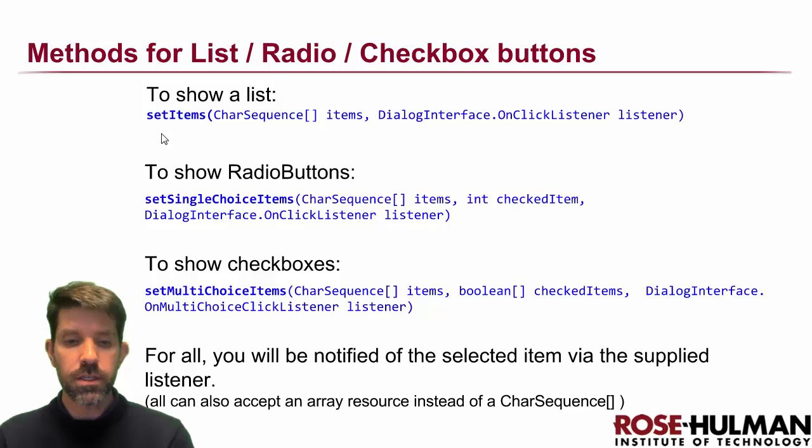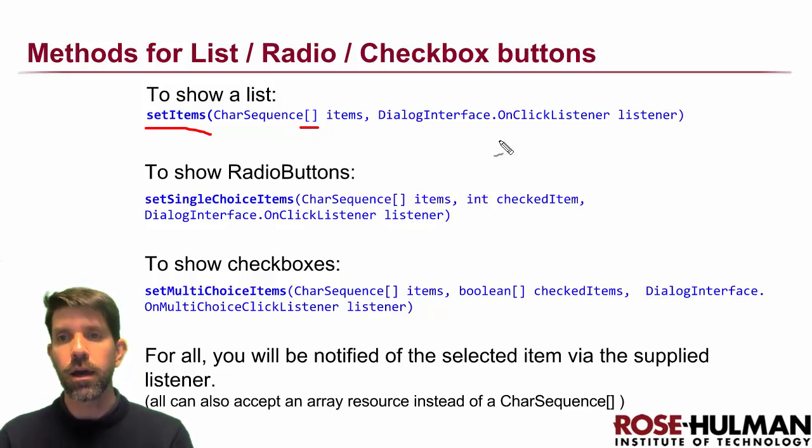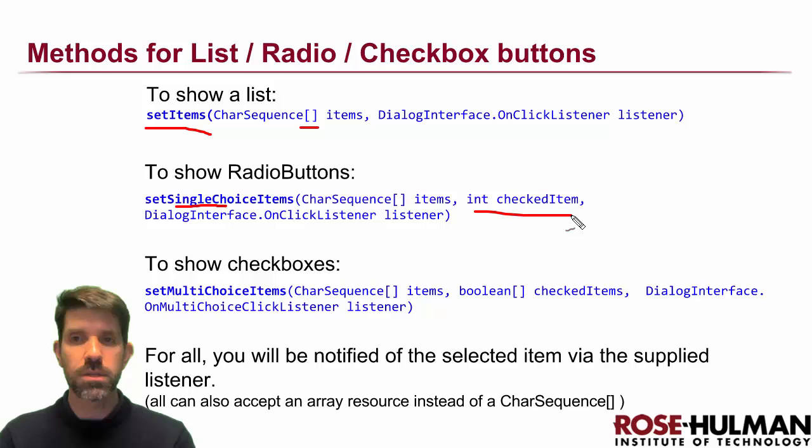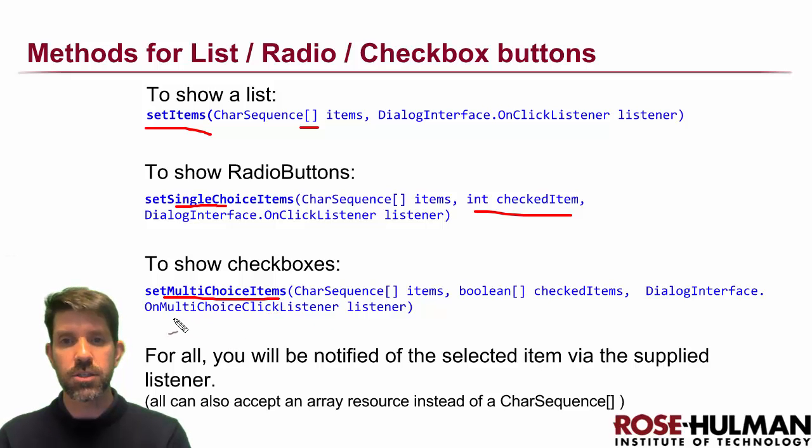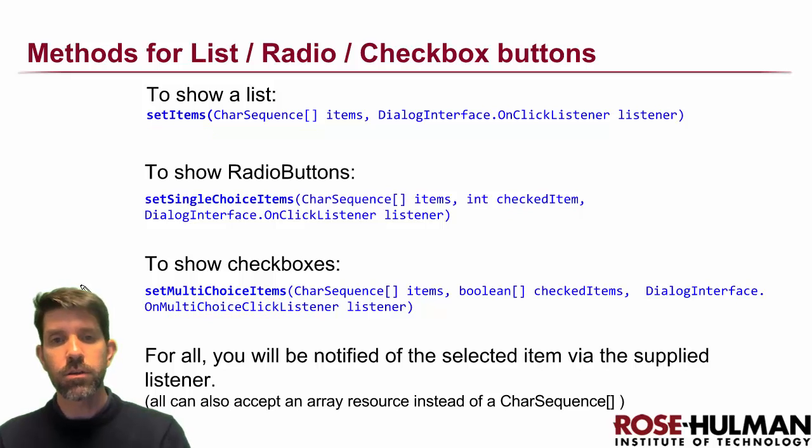There's different methods for these. So just like we saw, we had set view or set title or whatever. We also have these 3 right here. We could do set items and pass in basically an array of strings with a listener. We could do radio buttons as single choice items, because then you can select a default one to be checked when you start off. So you give the index of that one. And for checkboxes, there's multi-choice items, and it gets its own slightly different listener here. Okay, so pretty decent.